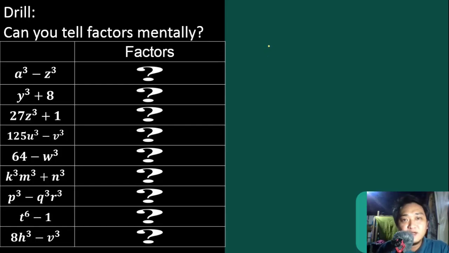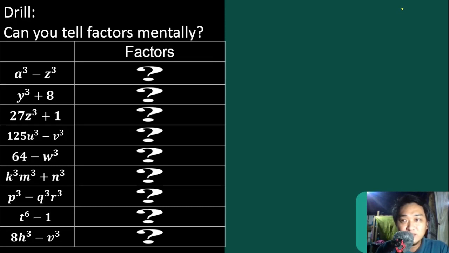Okay, this time, we're going to have a drill wherein I want you to tell the factors mentally. Pero bago muna yan, alamin muna natin yung mga perfect cube numbers. Yun kasi yung makakatulong sa atin in finding the cube root nung mga numerical coefficients. Yun naman kasi ang madalas na mahirap dyan, yung numbers. Walang problema sa variables kasi all we have to do is to divide the exponent by 3. Minsan, or madalas, namomroblema tayo dun sa mga numbers.